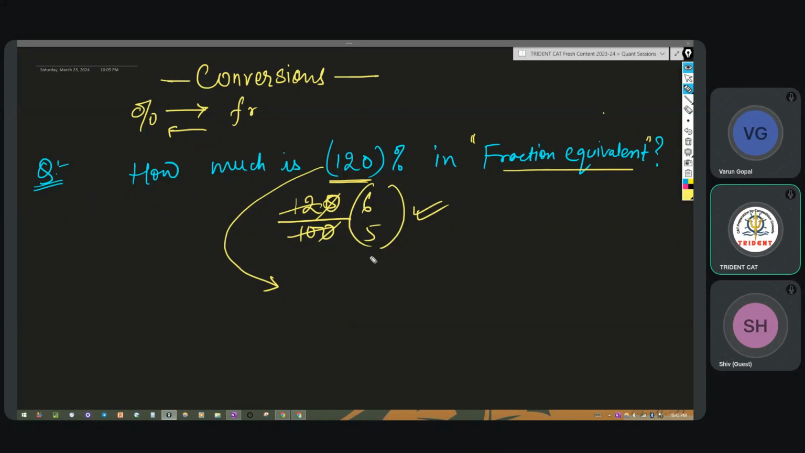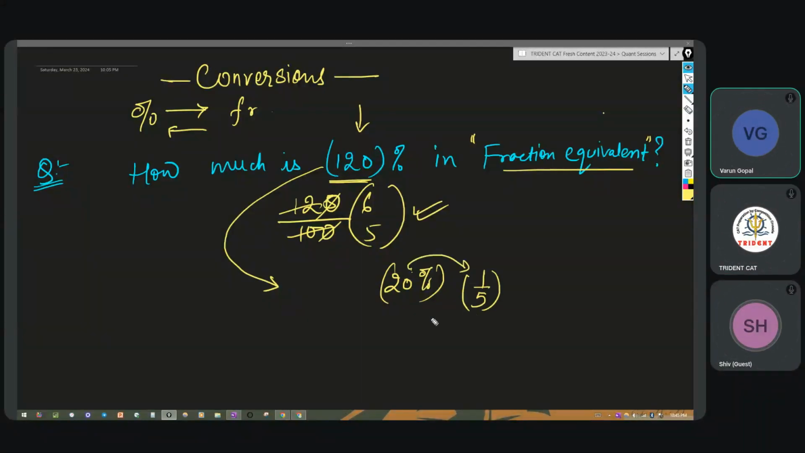Now see one thing. Both of you have done a very good job. You directly wrote the numbers, reduced it, and got 6 by 5. Great. What if instead of 120 there's a stupid number? 120 is not a stupid number, but suppose there is one. I know something about 20%, right? What is the fraction equivalent of 20%? Can anybody tell me quickly? 20% is 1 by 5.